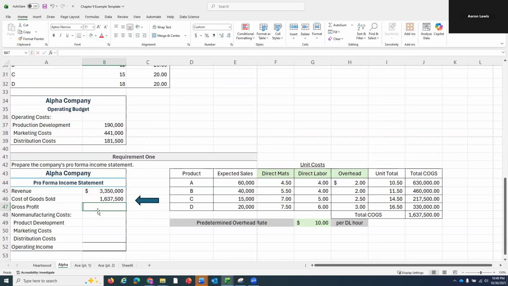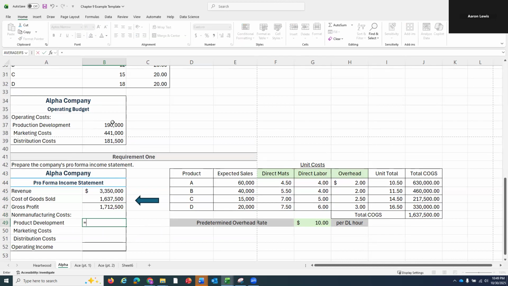The next step in my pro forma income statement is asking me to figure out my gross profit, and gross profit is always found as sales revenue minus your cost of goods sold. If we are selling these goods for $3,350,000 and they're only costing us $1,637,500, well, then we're marking them up $1,712,500 when we sell them. And that profit from just the markup that we have is hopefully enough to cover our non-product costs, our non-manufacturing costs, our operating costs, if you will, and leave us with some profit.